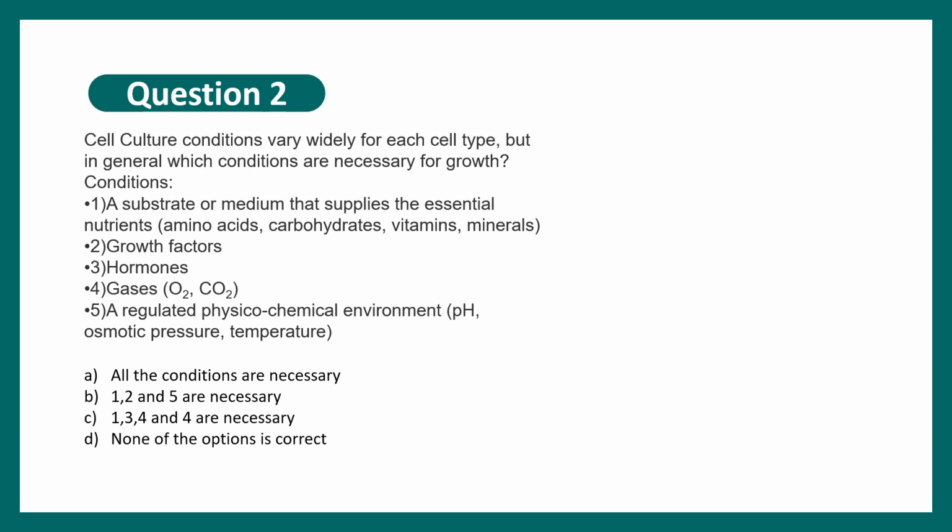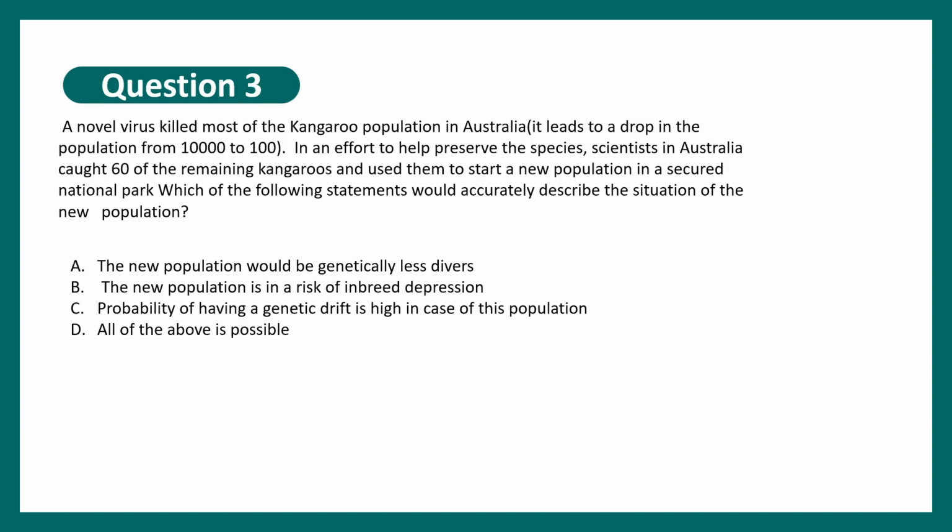1, 2 and 5 are necessary. 1, 3, 4, 5 are necessary. None of the options are correct. If you guessed correctly, the correct option would be that all of these conditions mentioned here are necessary for optimal growth of any kind of cells. There might be specific requirements, but these are the minimal requirements. In order to understand more about cell culture media or cell culture conditions, click on the I button.